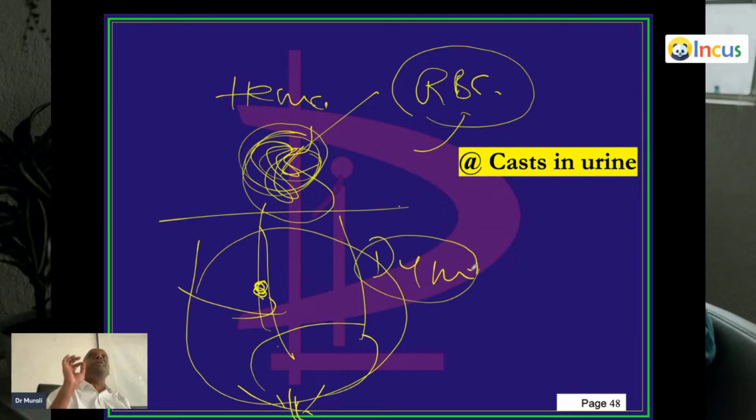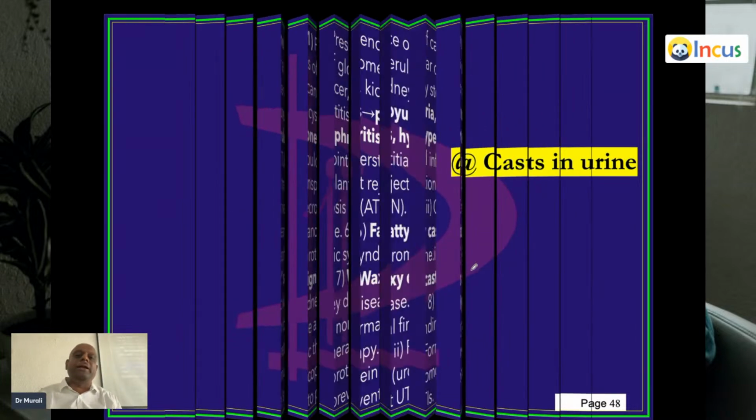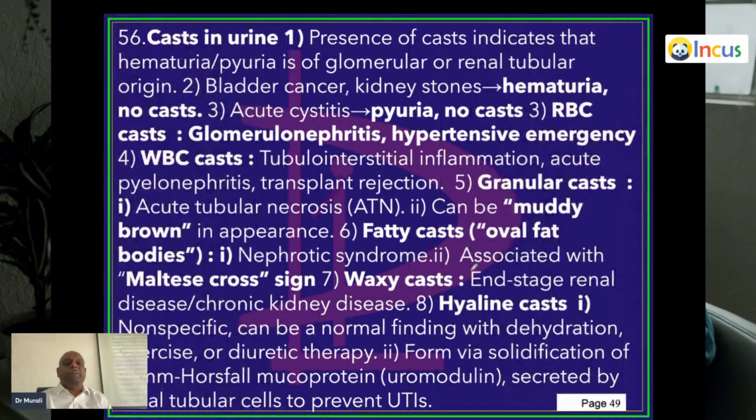So dysmorphic RBC, normal morphology is what? Biconcave disc. Dysmorphic RBCs are an indication of the upper urinary tract. Glomerular origin is what you need to remember. Then when do you get WBC casts? White blood cell casts: pyelonephritis, transplant rejection, tubulointerstitial inflammation.